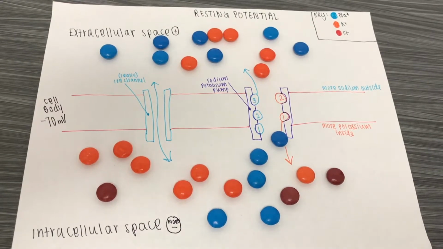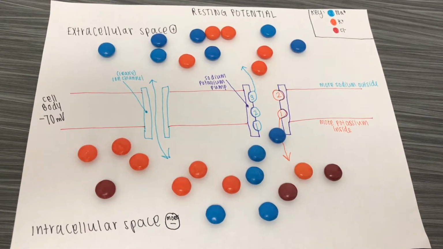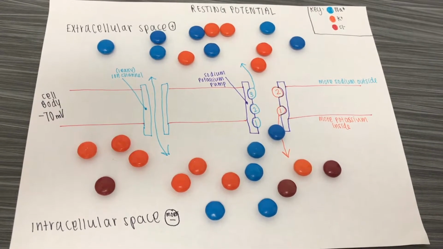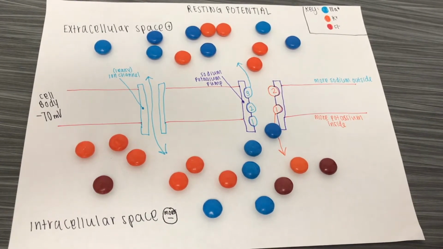The resting potential of a neuron is the condition of the neuron when it is resting. There is still potential for it to fire, but it is not firing at the moment, which is why it is called the resting potential. It is at rest at -70 millivolts.